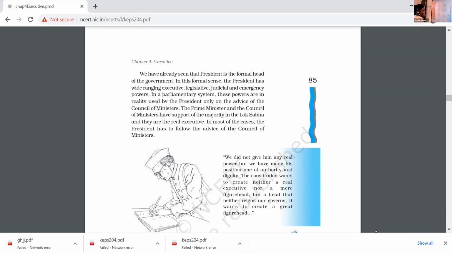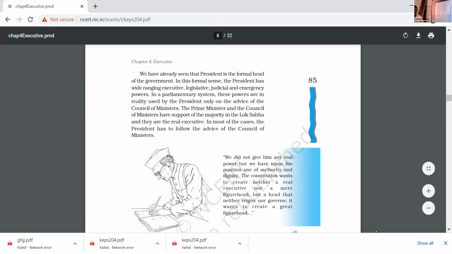Okay, if a council of ministers, a government, is there at the central level, at that time we can say that the powers of the government are nominal, but if there is no central government, in some special situations all these powers, like legislative, executive, judicial, emergency powers, will go to the hands of the president of the country. So these powers are in reality used by the president only on the advice of the council of ministers.